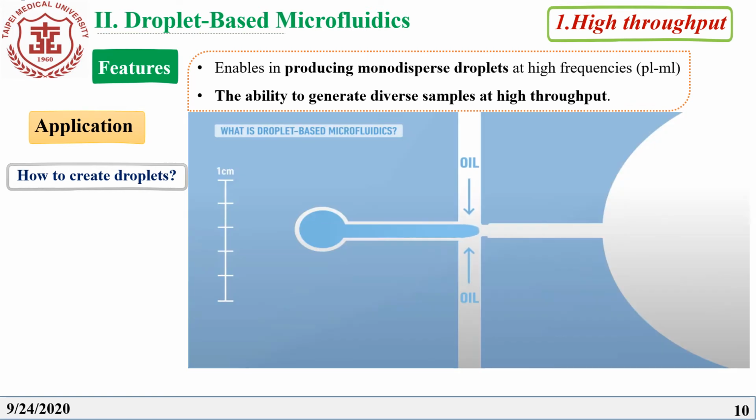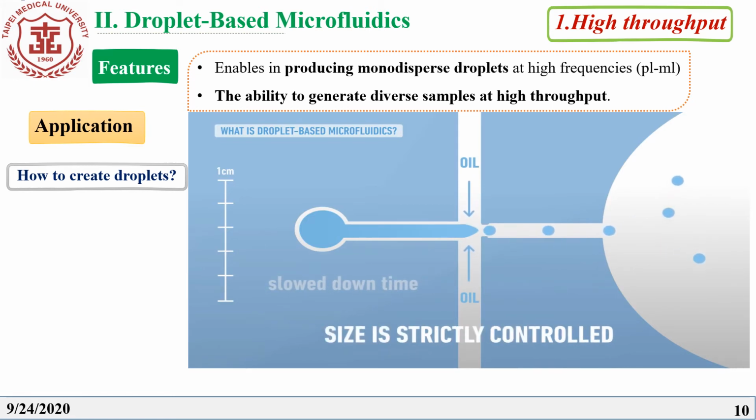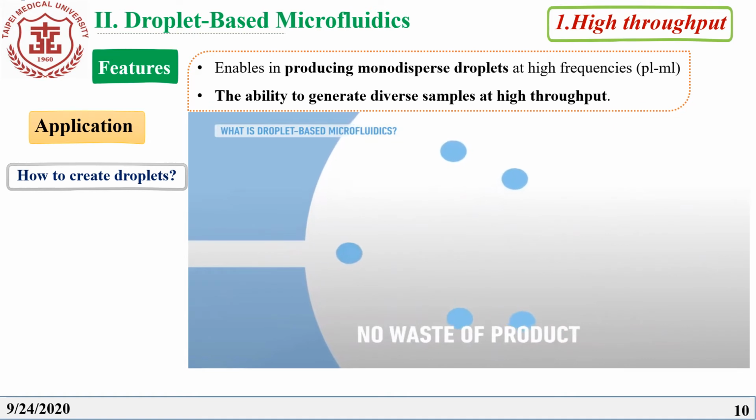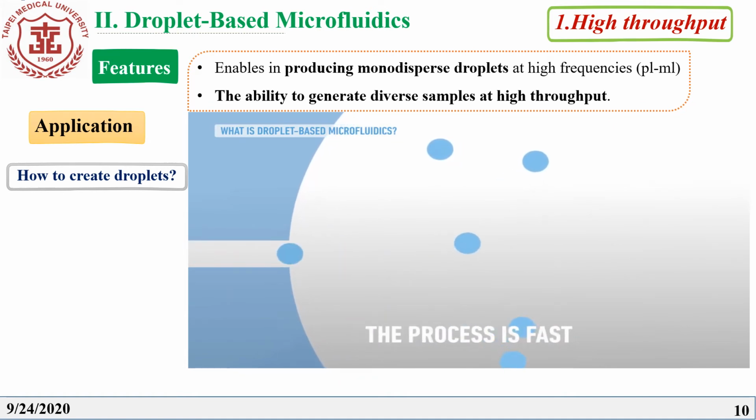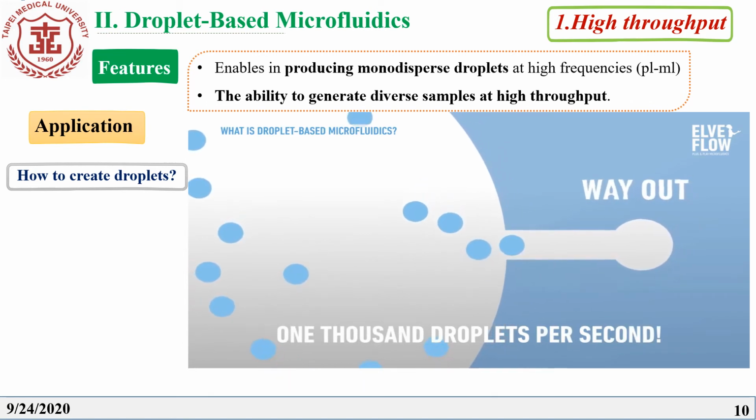Put the fluid for droplets in one channel, and the other fluid will pinch it from both sides and make tiny drops of fluid that collect in the pool on the right. Their size is strictly controlled. There is no waste of product. No worries, the process is fast. You can make up to 1,000 droplets per second.